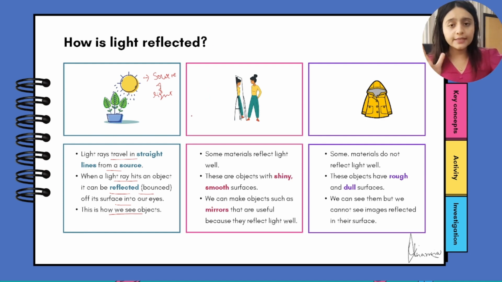First we are going to see how the light reflects. Some materials reflect light very well. These are objects with shiny, smooth surfaces. You have seen the mirror. A mirror is very common in our homes, right? We always use those mirrors.